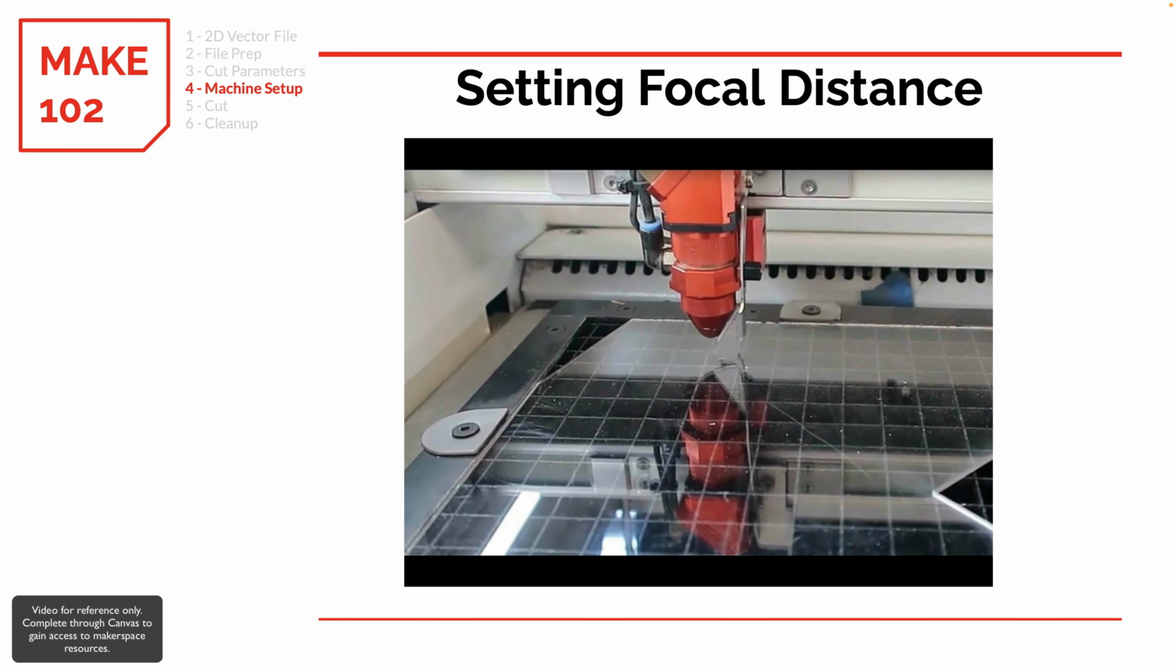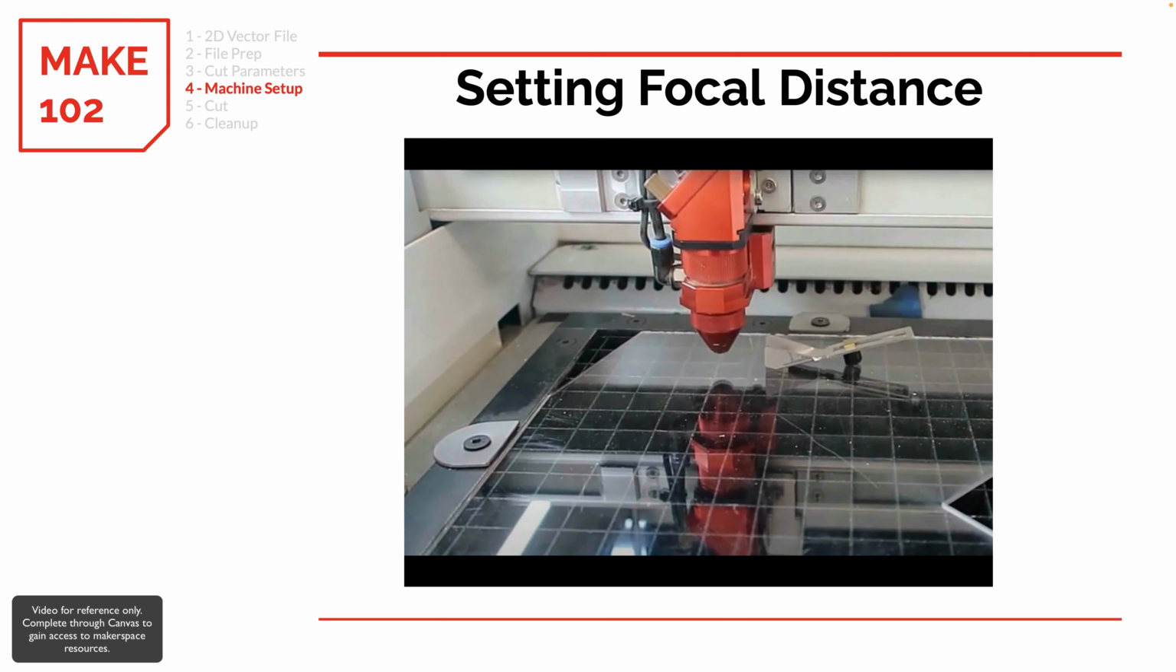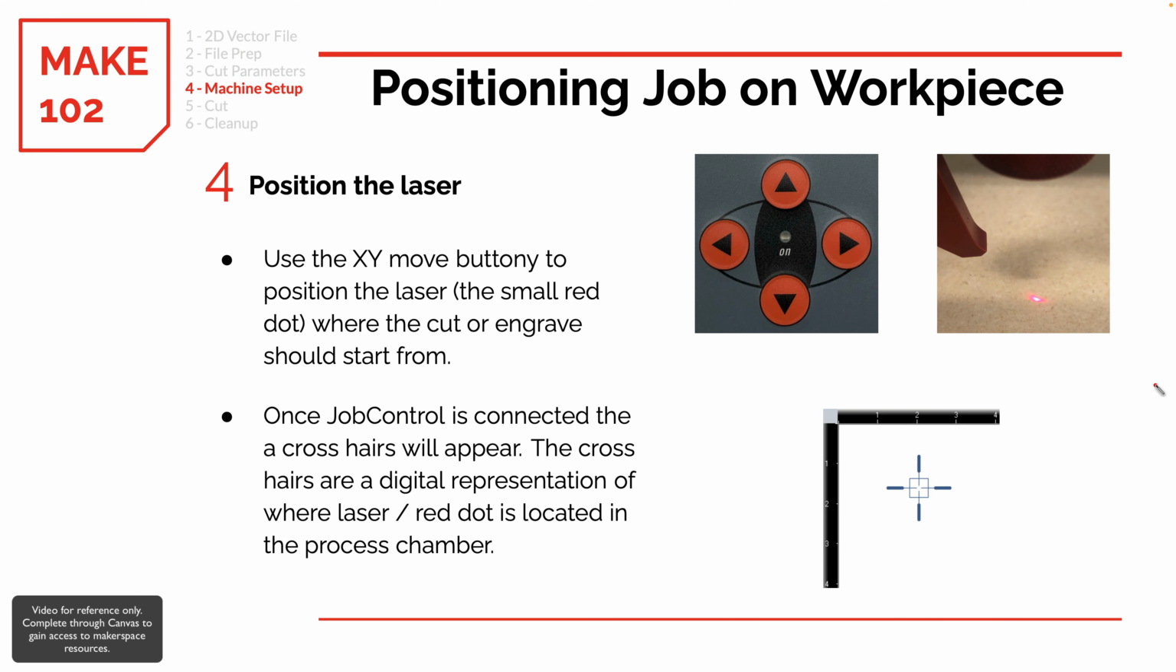So what we're doing now is bringing the material slowly closer and closer, and it just touched, and now the material is in focus. So now that we have placed our material into the machine and we have verified that our cutting parameters are correct and we have focused the material to the laser, we now need to make sure the machine knows where to cut on the material.